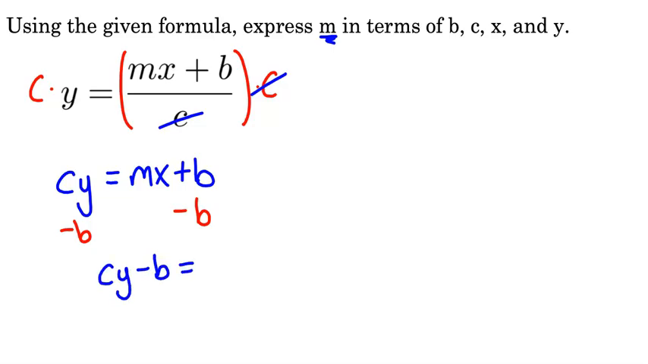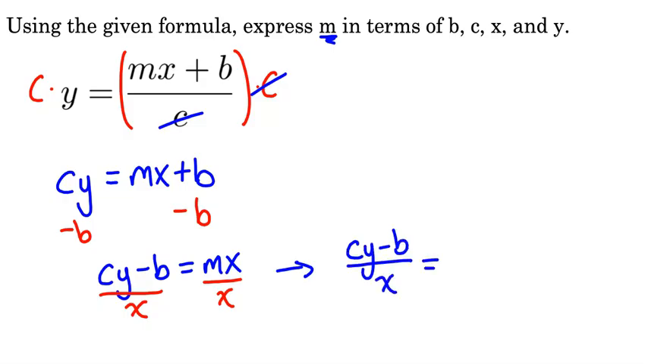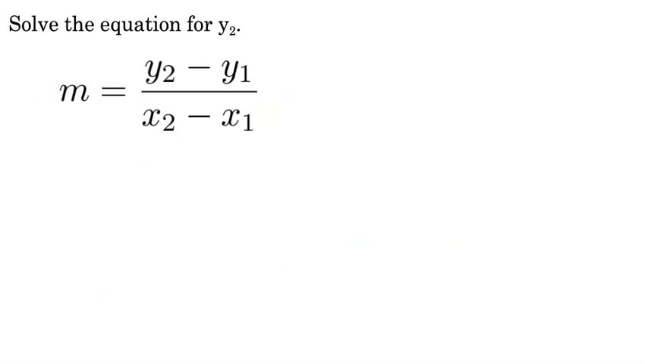Cy minus b equals mx, or m times x, which is a reminder that we are going to divide both sides by x in order to solve for m. So we have cy minus b over x equals m. And we've rearranged the formula they gave us. So now m is expressed in terms of the other four variables, b, c, x, and y.